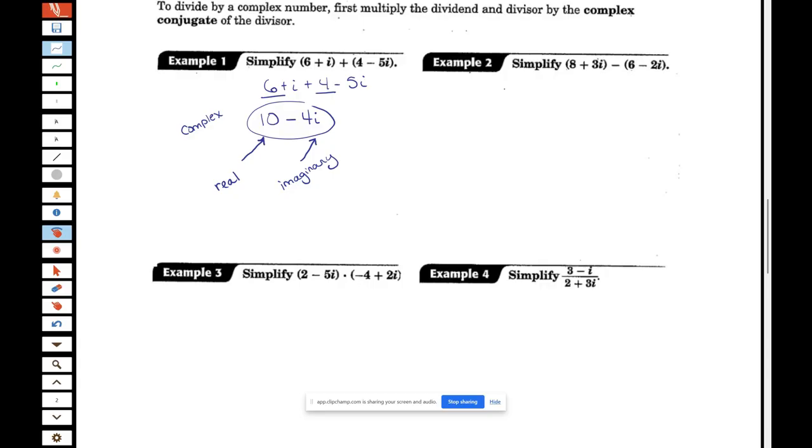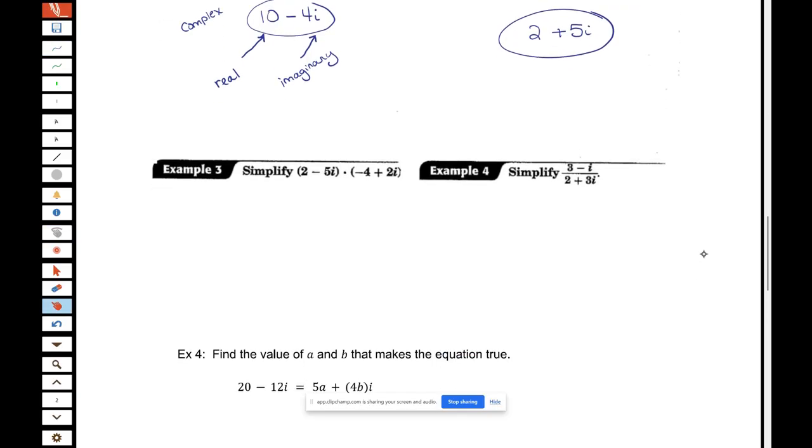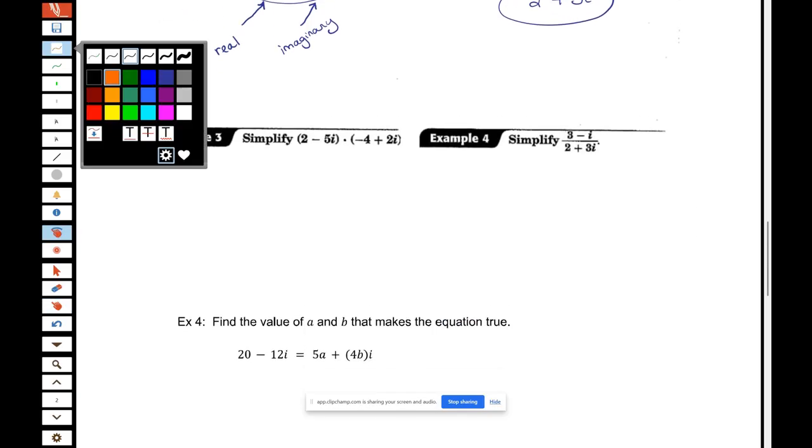All right, the next one, 8 plus 3i, got to distribute that negative. 8 minus 6 is 2, and 3i plus 2i is 5i. No i squareds there to worry about. We will get them on the next one, though.